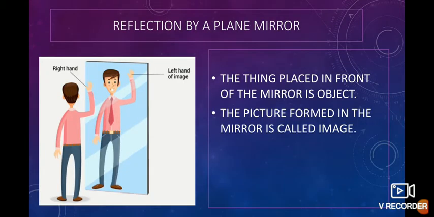So, if you are standing in front of a plain mirror, you are the object. And the picture you see in the mirror is the image. So, if you place a pencil in front of the mirror, the pencil becomes the object. And the picture that you see inside the mirror of the pencil is its image.